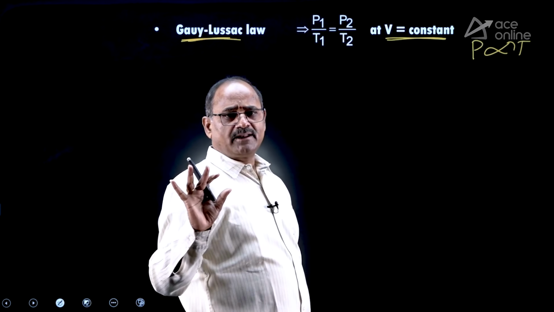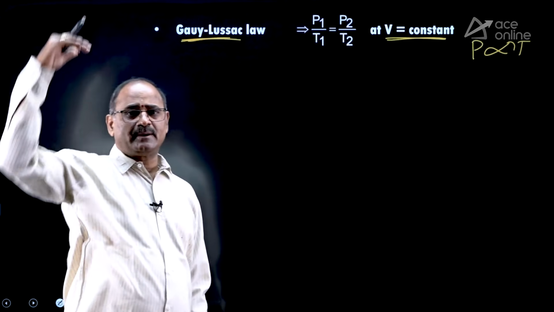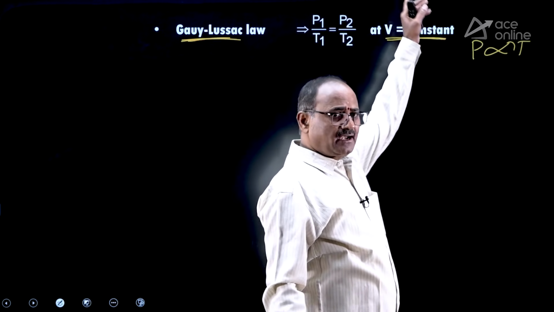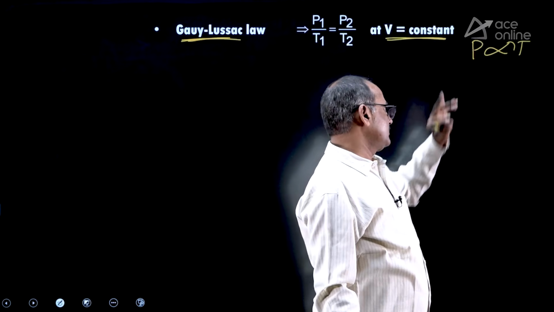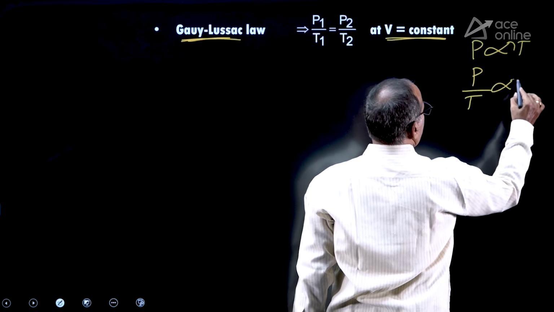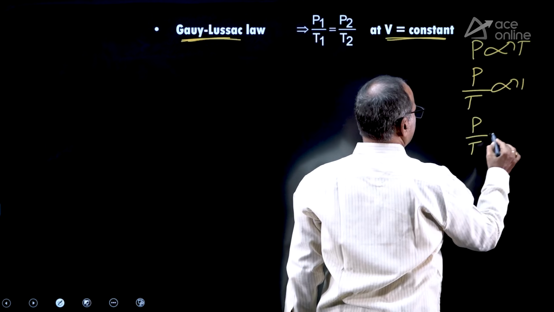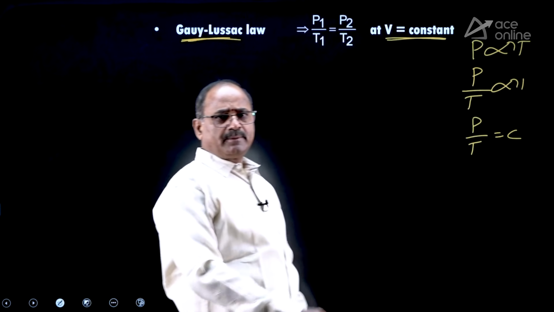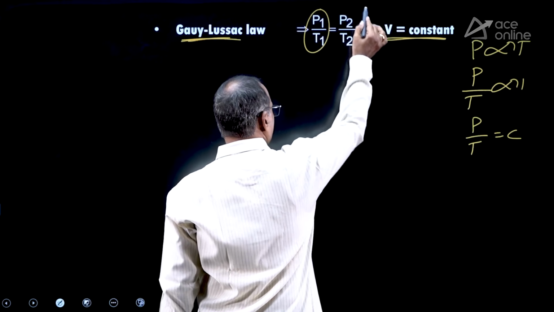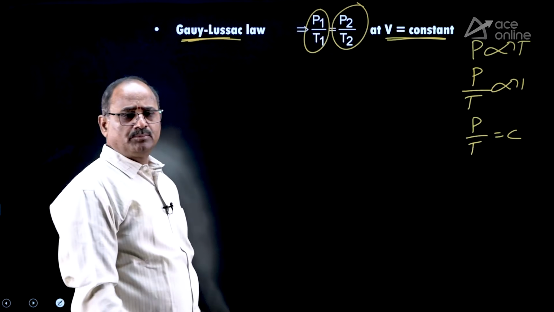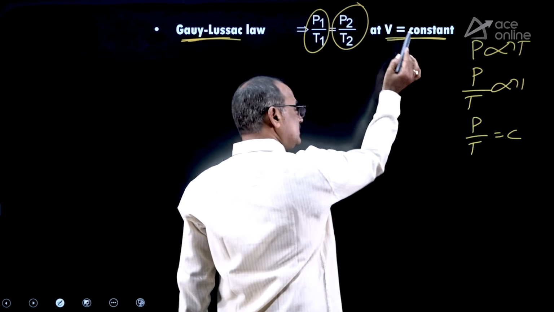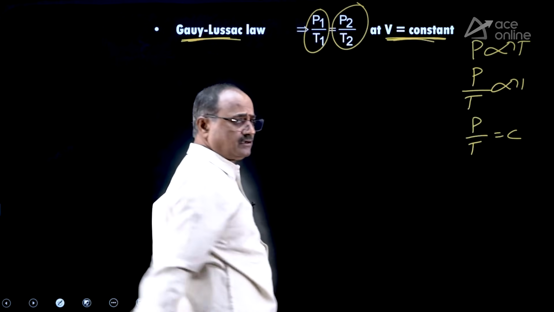Absolute temperature means the temperature which is measured with respect to the absolute zero state. Similarly, the pressure which is measured with respect to the absolute zero state is called absolute pressure. Anyhow, from this I can say that pressure by temperature is proportional to 1, or pressure by temperature is equal to a constant. The ratio between pressure and temperature at state 1 equals the ratio at state 2, P1 by T1 equals P2 by T2. This is also for an ideal gas only, at constant volume.